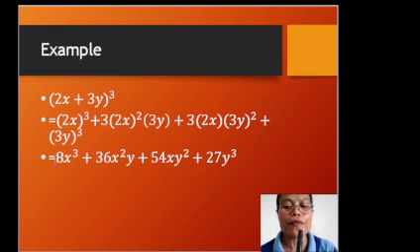(2x) cubed is 8x cubed, because 2 times 2 times 2 is 8. And 3 times the square of 2x, which is 4x squared, so 3 times 4x squared is 12x squared, times 3y is 36x squared y. And we have here 3 times 2x is 6x, times the square of 3y, which is 9y squared. So 6x times 9y squared is 54xy squared. And the cube of 3y is 27y cubed, because 3 times 3 times 3 is 27.